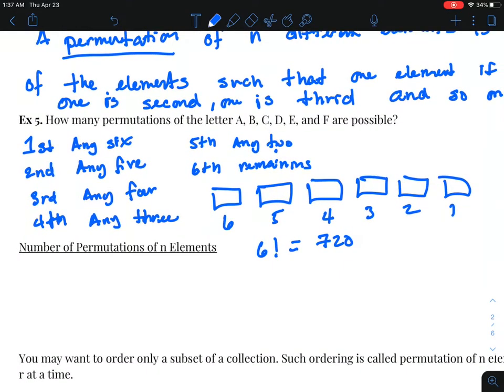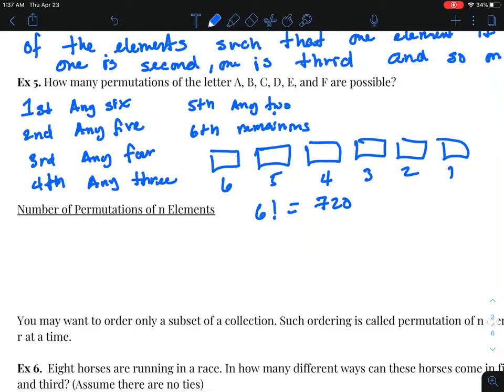So the number of permutations of n elements is just n times n minus 1 times n minus 2, and so on down to 1. Basically, it's just n factorial.